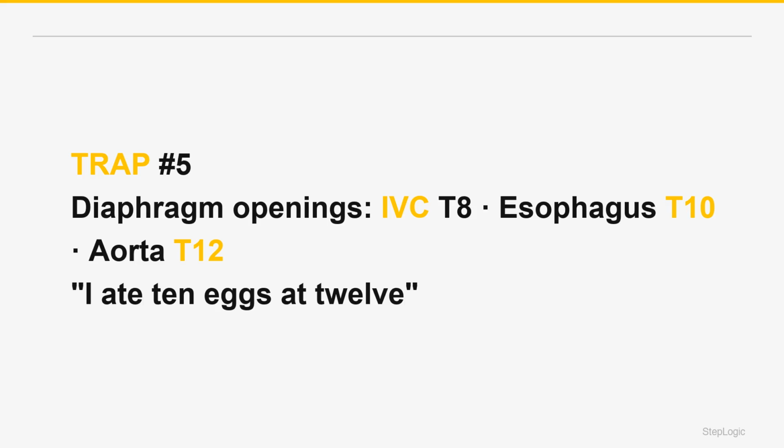Trap 5. The diaphragm openings. Inferior vena cava at T8, esophagus with the vagal trunks at T10, aorta with the thoracic duct at T12. I ate 10 eggs at 12. Don't swap the levels.